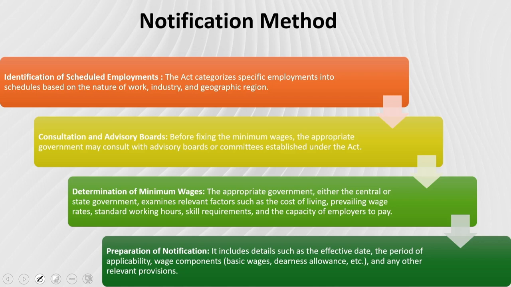So when you look into the notification methods, there are certain critical factors, right from identification of scheduled employment, consultation, determination of minimum wages, preparation of notification, etc. We'll look into that in greater detail right now. When you look into the identification of scheduled employments, you'll see that the Act categorizes all the specific employments into schedules, based on the nature of the work, the nature of industry or the geographic region altogether. Each schedule includes different occupations or industries for which the minimum wages need to be fixed and finalized. The number and nature of scheduled employment may vary from state to state.